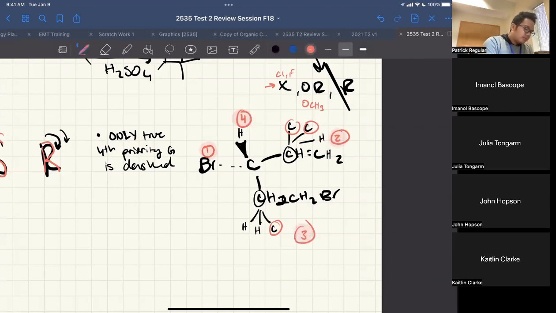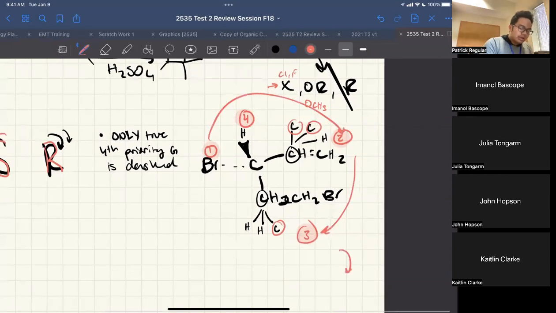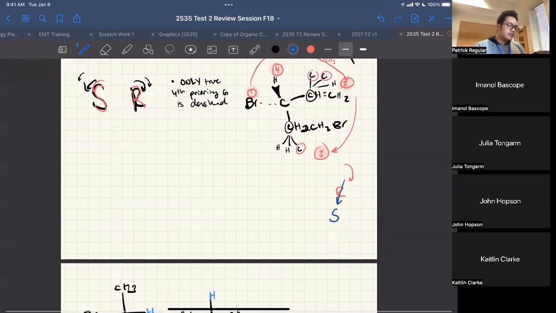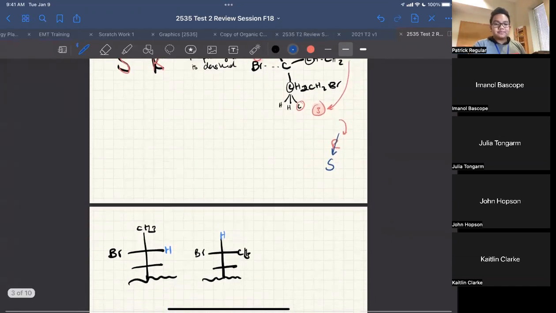All right. Now, you might be thinking, 1, 2, 3, that's clockwise, we want to do R. However, if you remember what I said, it's only true if the fourth priority group is dashed. However, it's not dashed, it's wedged. And whenever that is the case, there's only one thing you have to do, switch that to S. Because if you pancake flip it and turn it to dashed, then you reverse the entire thing and it's S. So that's what the answer was for that problem set question.